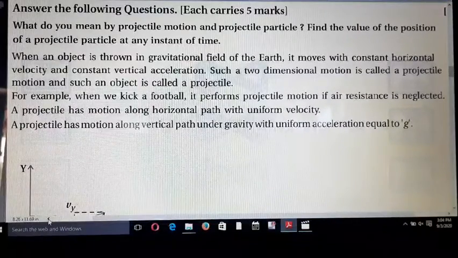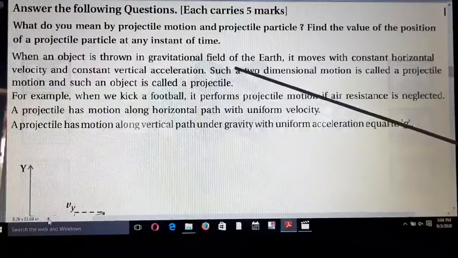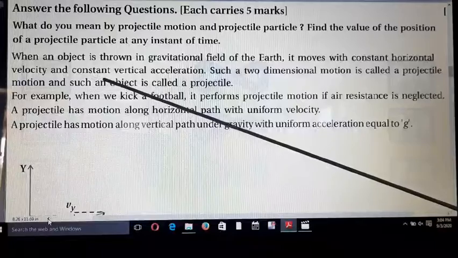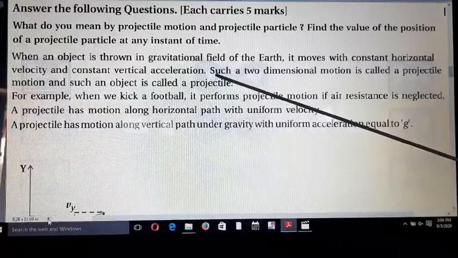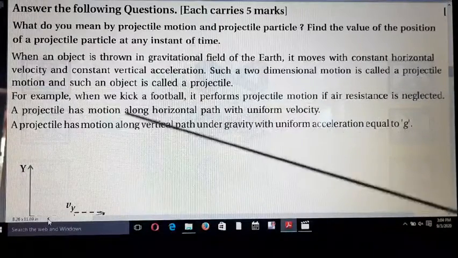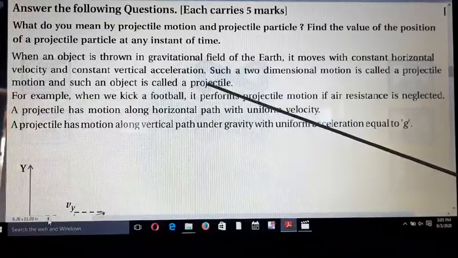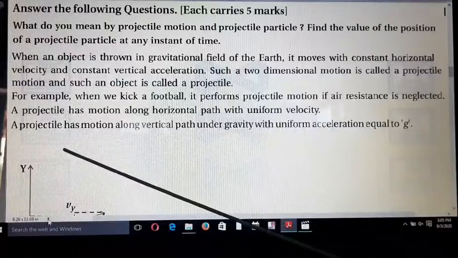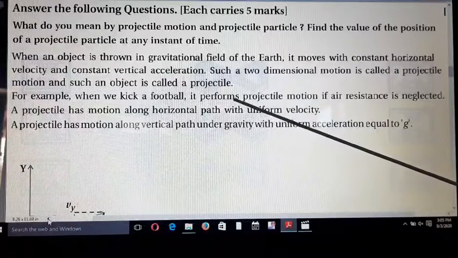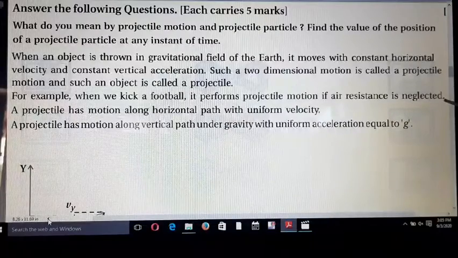So friends, first of all, when an object is thrown in the gravitational field of the earth, it moves with constant horizontal velocity and constant vertical acceleration. Such a two-dimensional motion is called projectile motion, and such an object is called a projectile. Look here, we have an example. When we kick a football, it performs projectile motion if air resistance is neglected.